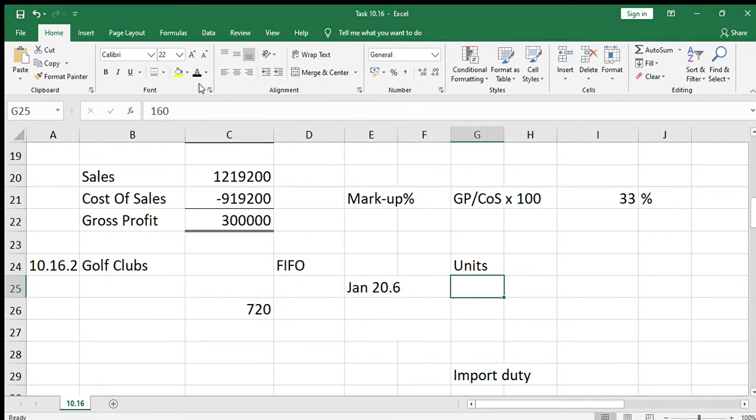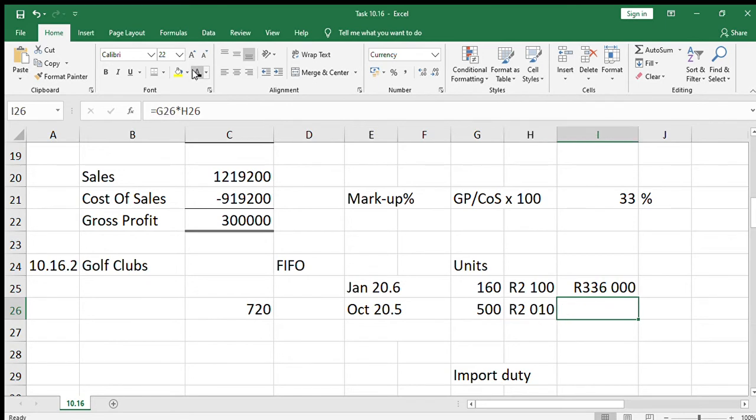Okay, in January, there were 160 units purchased at 2,100 rand. That gives us 336,000. This is only 160 units. We need to value 720 units. So we're going to look at the month before January, which is October. Okay, and in October, 500 units were purchased. We're going to use all 500 of those units, valued at the price of 2,010, to give us an answer of 1,005,000.